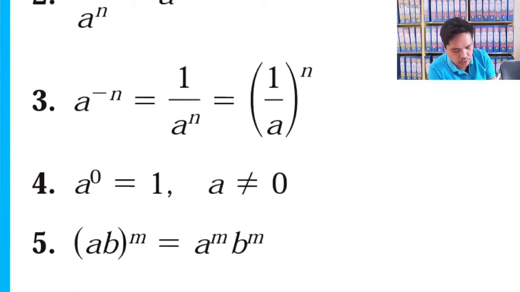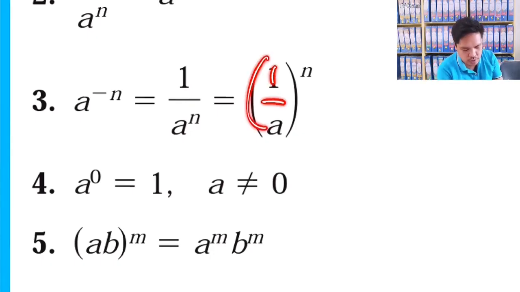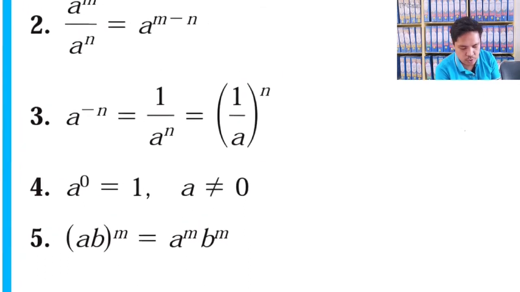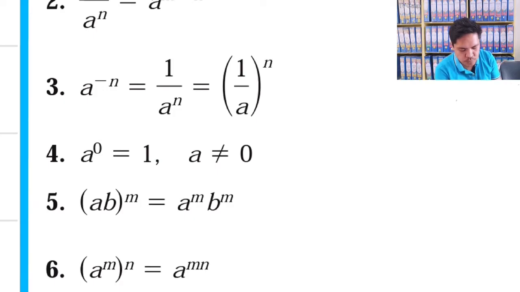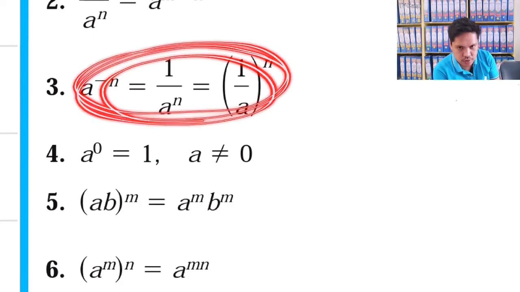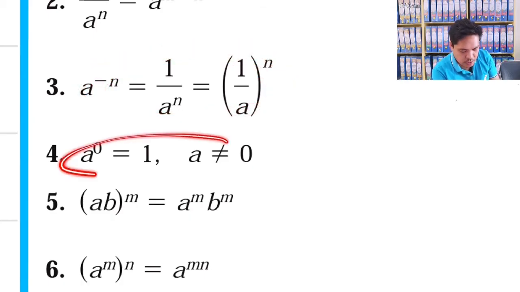Okay, ito. If we have a base raised to a negative exponent, a negative integer, the answer is 1 over a raised to n, or the quantity 1 over a raised to n. Bakit? Before we illustrate the reason behind this, pwede natin isunod muna to.